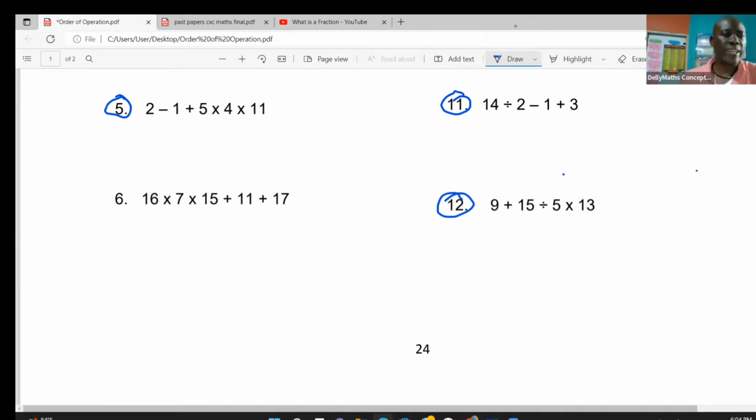So we have 2 minus 1. So we're talking about this. We have plus 5 multiplied by 4 multiplied by 11. We have that to deal with. A lot of persons would have just run ahead and started to work, meaning they start to say 2 minus 1. You can't, because the subtraction sign is not as powerful as the multiplication sign, which means that we must multiply before we can add or subtract. So that's what we're referring to when we say the order of operation.